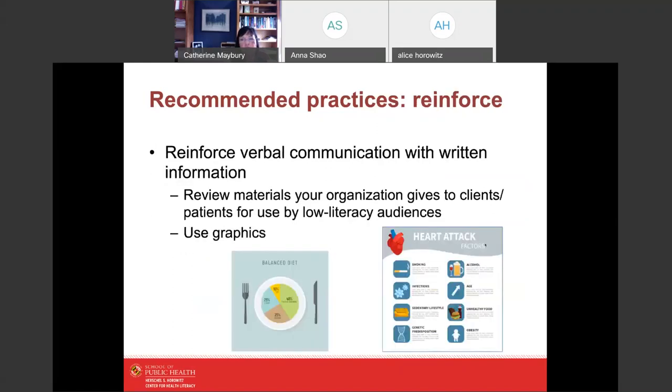And then finally, we want to reinforce oral communications with written information, but we need to review the materials to make sure that your organization gives clients or patients materials that have been reviewed for low literacy audiences. You can also use graphics, use models, you can use pamphlets and write on them or highlight or hand draw. So it's really good to present information in multiple ways because it helps reinforce the messages and the information the person's learning.